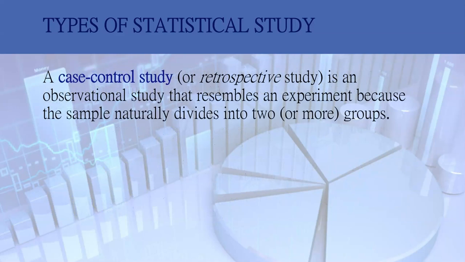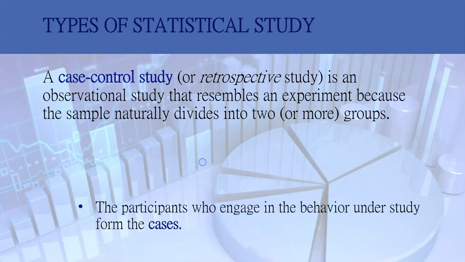A case control study is an observational study that looks like an experiment because, let's say it's people, they will naturally divide themselves up into what looks like a treatment group and what looks like a control group. You don't actually put them in those groups though. You just let them put themselves in.